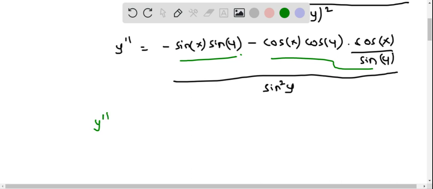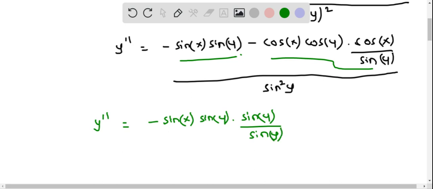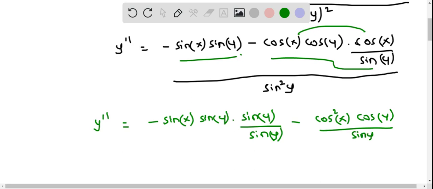So I can now write y double prime, and this equals we have negative sine x sine y. We have to multiply and divide by the common denominator, that is sine y over sine y, and we just keep the second term as it is. We can combine these two products, that is cosine x times cosine x is cosine squared x times cosine y, and this is over sine y, and this should be all over the denominator, which is sine squared y.